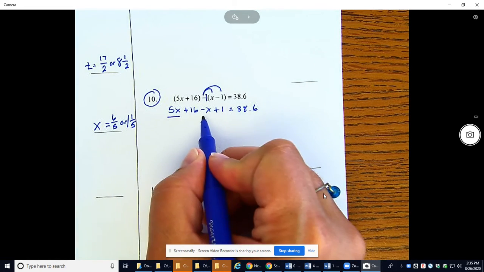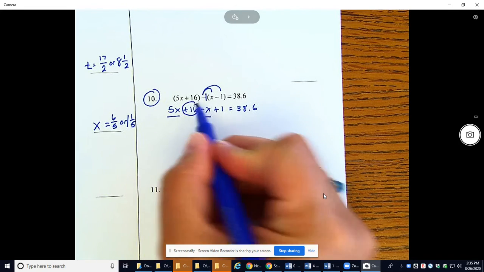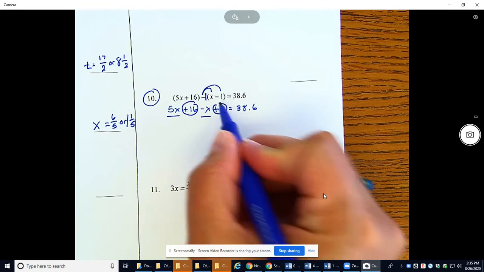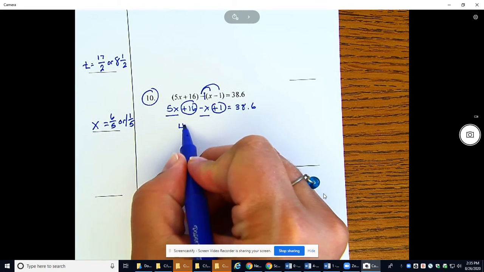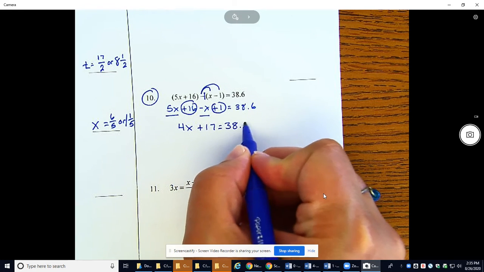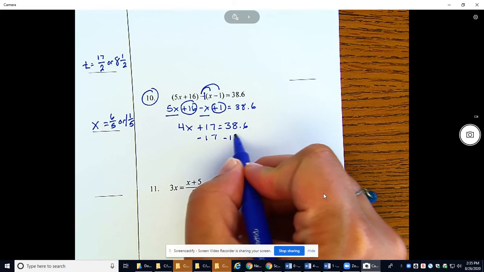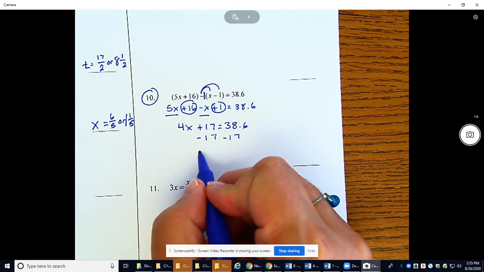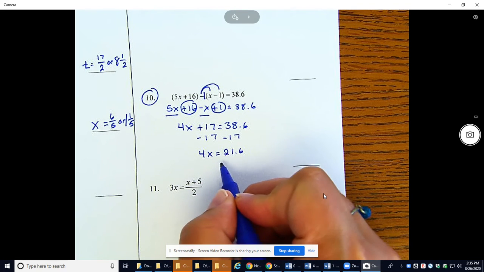Then I want to combine like terms. I've got a positive 5x and a negative 1x, and I've also got a positive 16 and a positive 1. So I'm going to end up with 4x plus 17 equals 38.6. Then, of course, I want to start isolating that x. So I'm going to subtract 17 from both sides, and I get 4x equals 21.6.